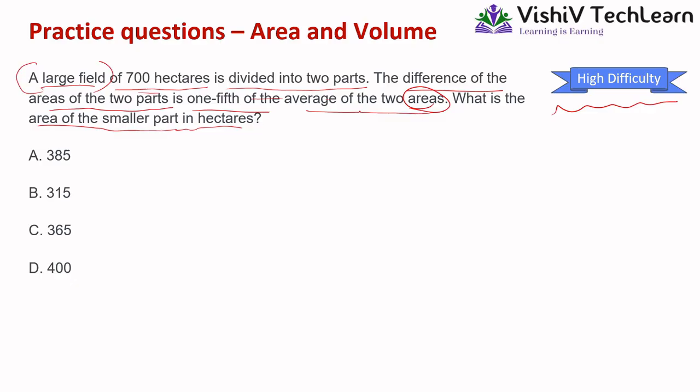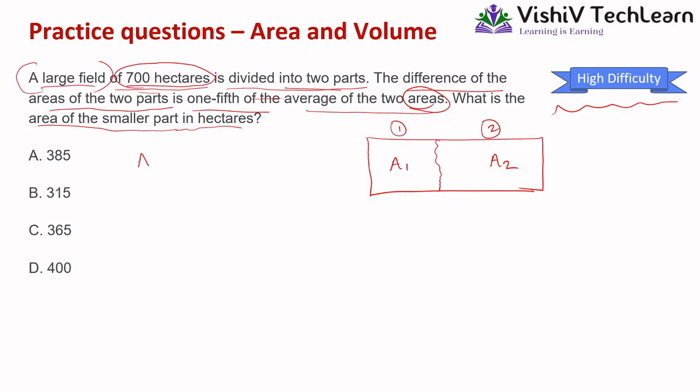Okay. First, to understand the question in detail, we can draw that field. Let's say this is the large field, and we have to divide this field into two parts. Let's consider that one of the parts is smaller, second part is bigger. Anyway, first and second we can consider any part, bigger and smaller. Now area of the smaller part we can consider as A1, area of the bigger part we can consider as A2. Now first condition, the large field 700 hectares is divided into two parts. So this means A1 plus A2 is 700 hectares. Correct. We got one equation.